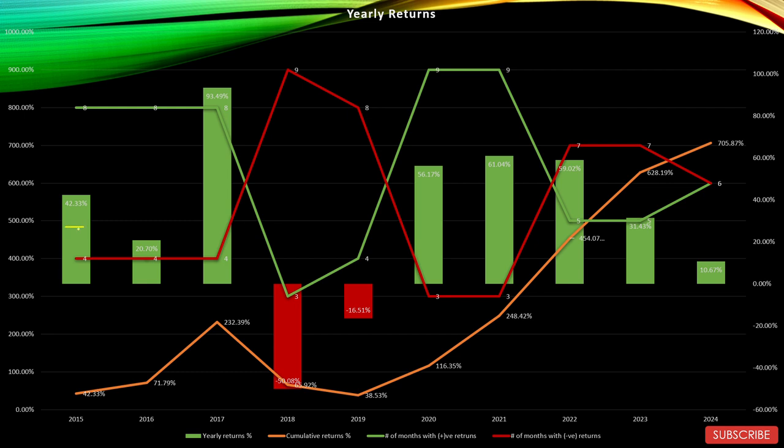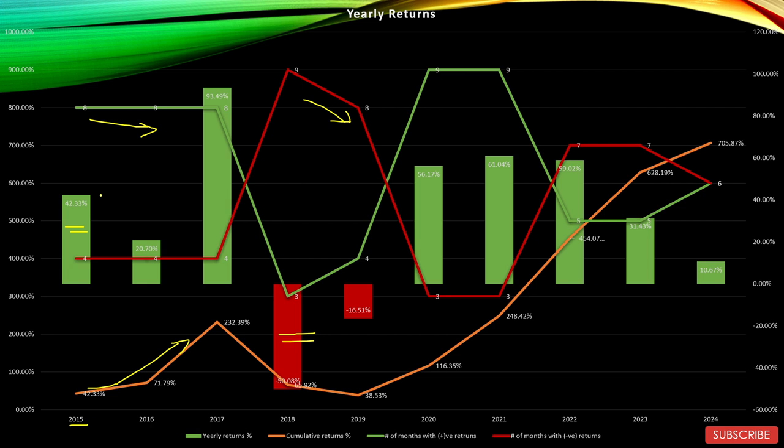In this graph, the green bars show the positive yearly returns, the red bars show the negative yearly returns, the orange line at the bottom shows the cumulative returns, the green line shows the number of months with positive returns, whereas the red line shows the number of months with negative returns.